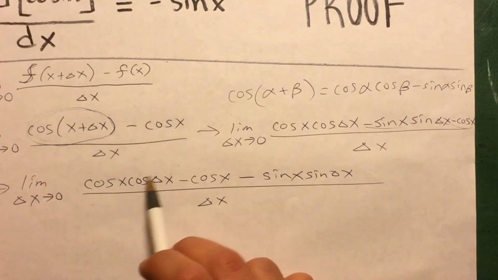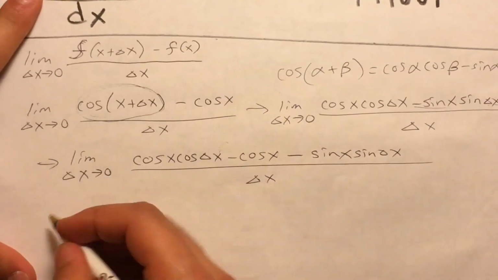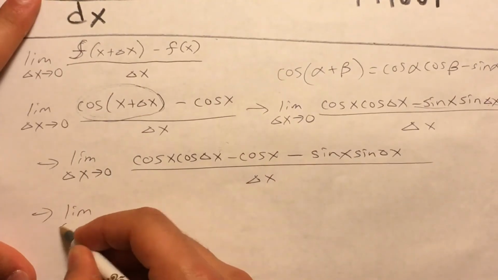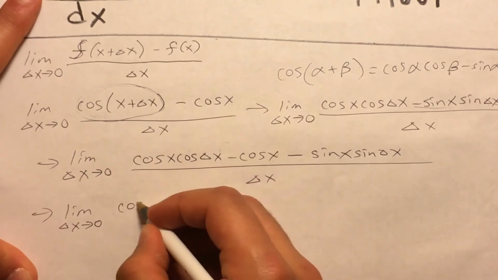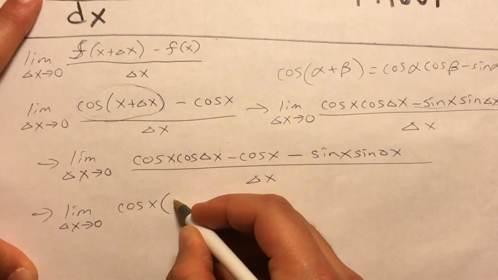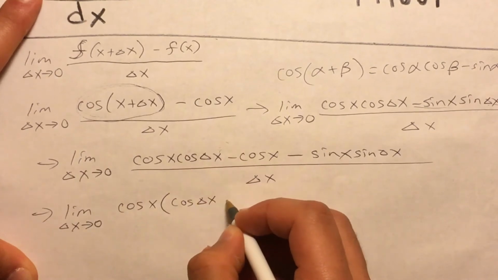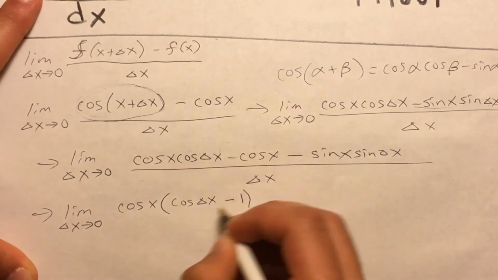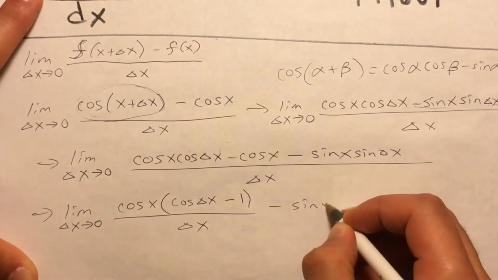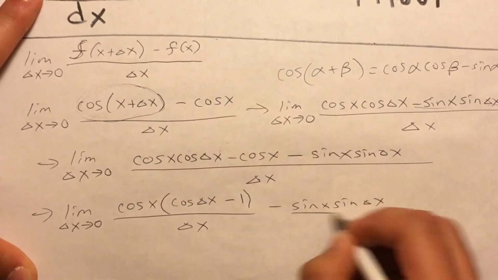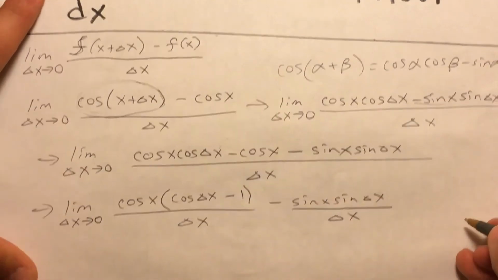So now here we could factor out the cosine of x. Then you would start to simplify even more. So if you factor out the cosine of x, you would have cosine delta x minus 1 over delta x, and then minus sine of x times sine delta x over delta x.